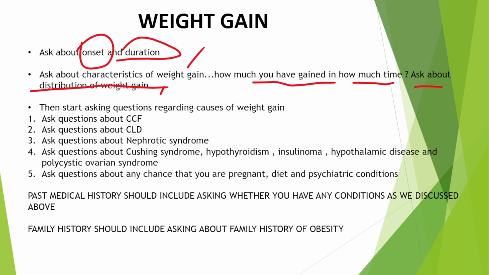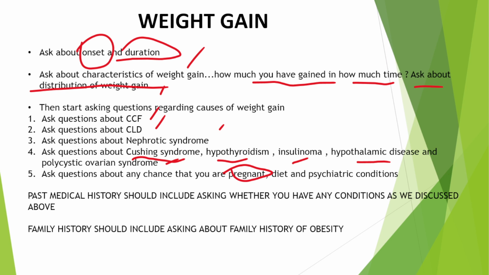Then we'll start asking questions about the causes of the weight gain. So we'll ask about CCF, CLD, and nephrotic syndrome questions. Then we'll go into metabolic causes, if it is chronic weight gain. So Cushing syndrome, hypothyroidism, insulinoma, hypothalamic disease, and polycystic ovarian syndrome, which should be asked if it's a female patient. Then, if it is a female patient, ask whether there is a chance that she may be pregnant. So pregnancy also causes weight gain.